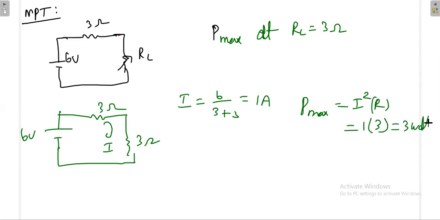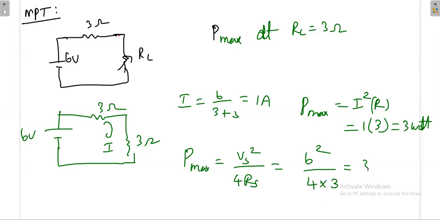Otherwise, you can use that formula also. P max is equal to Vs square divided by 4Rs. Vs square is 6 square, divided by 4Rs, 4 into 3. Then also you are getting 3 watt. Both are okay. Now I am going to take some different values and analyze what is happening, because I know the maximum power is transferred exactly at RL equal to 3. What happens if my RL is less than 3 or more than 3?